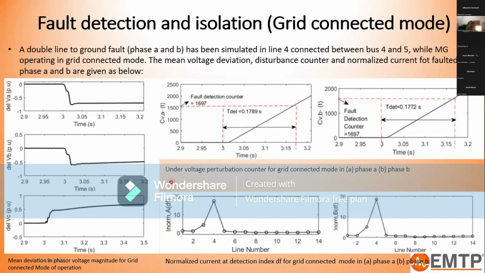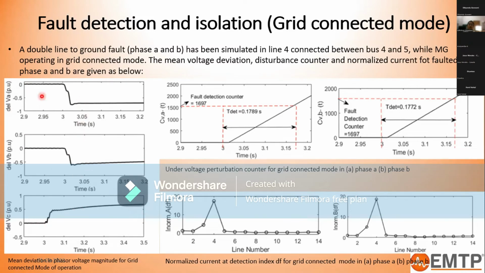This is the result of fault detection and isolation in grid connected mode, that is, the main grid is connected to the system. In this one, a double line to ground fault was simulated in EMTP in line 4 between bus 4 and 5. This is the voltage status we got. Since it was in phase A and B, you can see the delta V is having a dip, and the fault has occurred at around 3 seconds, while phase C is having an over voltage condition.